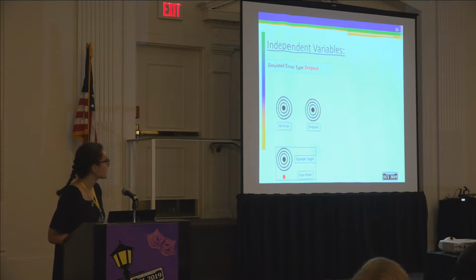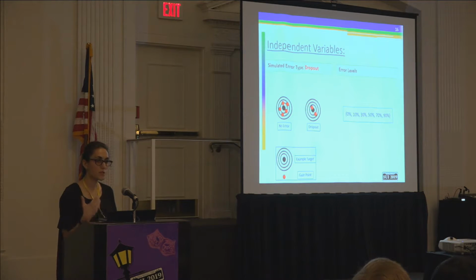Our last error type was dropout, or dropped frames. As you can see here, for instance, in the no error condition, 5 gaze points were supposed to be transferred to the user, but in the error condition 3 of them were dropped and only 2 were transferred. For this error type, we tested values from 0%, no dropped frames, to 90%.